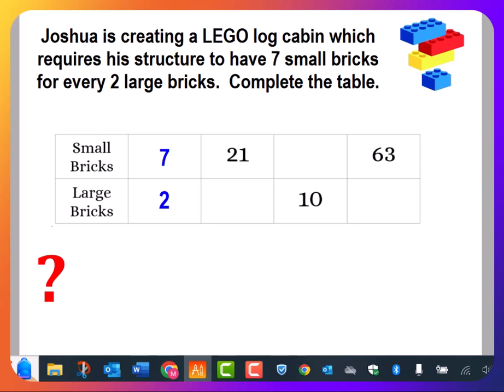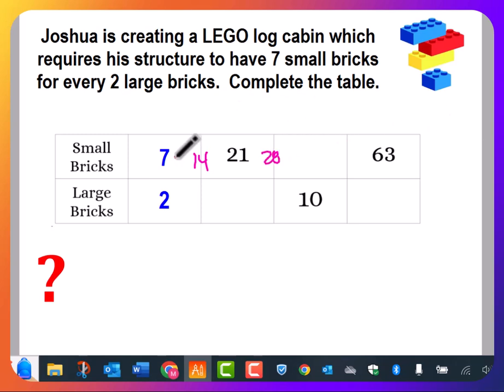Okay, Joshua is creating a Lego log cabin, which requires his structure to have 7 small bricks for every 2 large bricks. We want to complete the table. Okay, so we know 7 to 2, 7 small to 2 large. And it's really important if you're making your own ratio table that you have the labels here. You've got to have the labels so you know what the 7 represents, what the 2 represents. And you could make your table and list the multiples of 7. It would be 7, and then 14, 21, 28, 35, and so on.